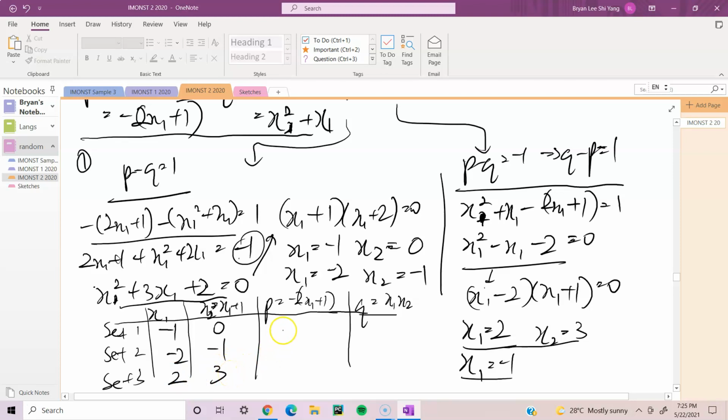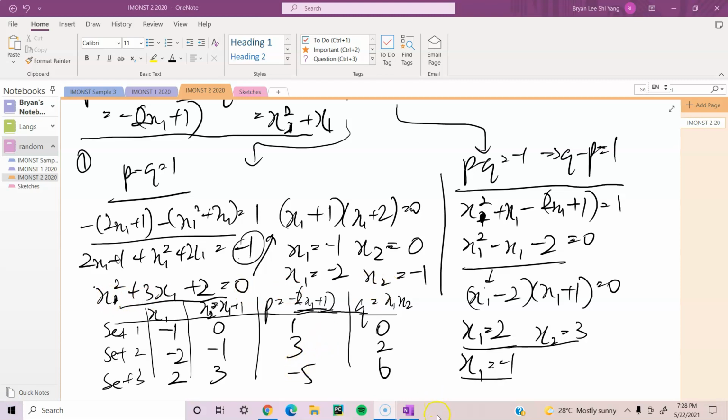So what we will have here, p equals negative 2x1 plus 1, which is negative 2 plus 1, which is negative 1. Then this one, negative 2x2 plus 1, this is 3. And then this one would be negative 5. Then for q, it would be 0 for set 1, for set 2, q would be 2, and for set 3, q would be 6.